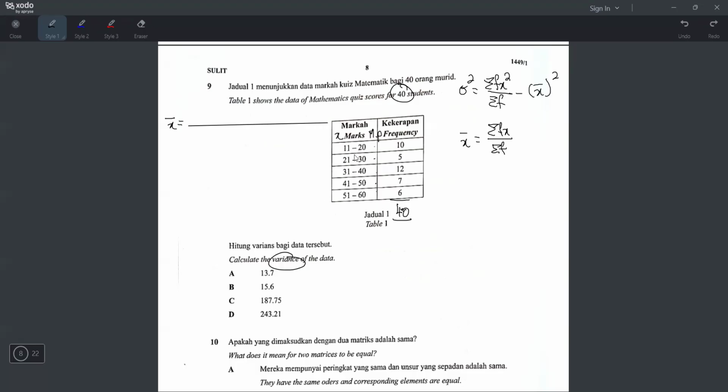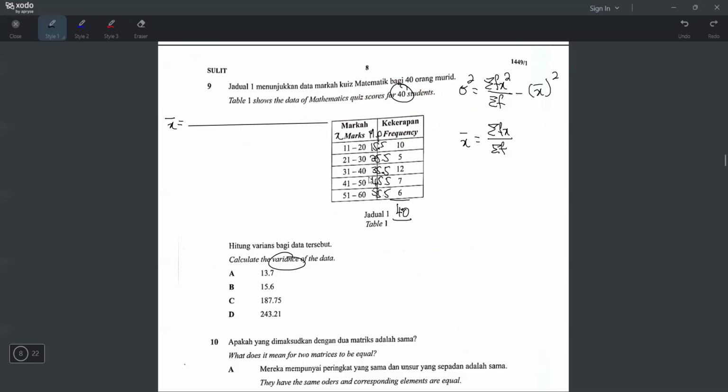Okay, my calculator gives me 15.5. So that means the midpoint is 15.5. And the next one is 25.5, this one is 35.5, this one is 45.5, 55.5. Very easy, it's just plus 10 only. Just plus 10, plus 10, plus 10.